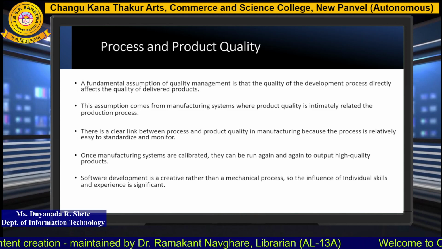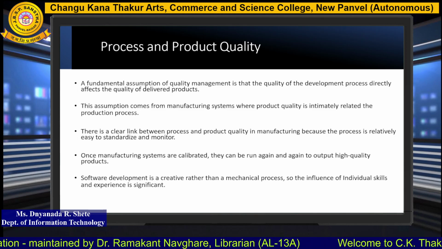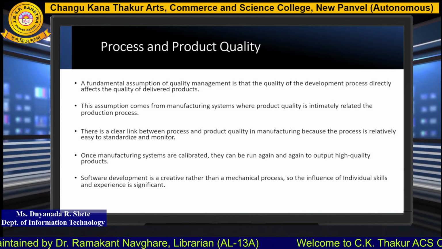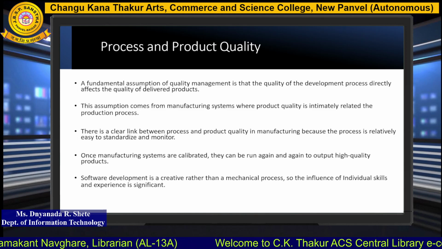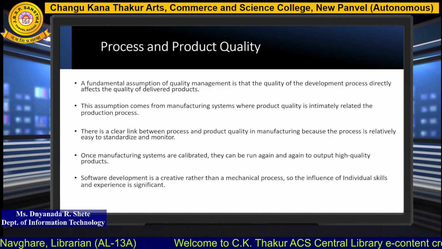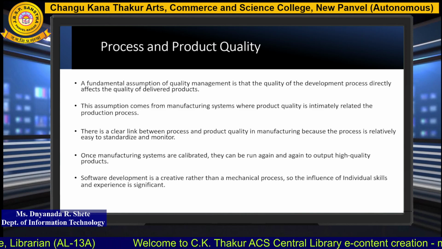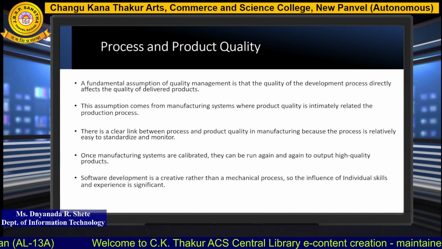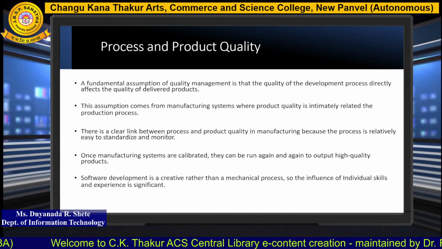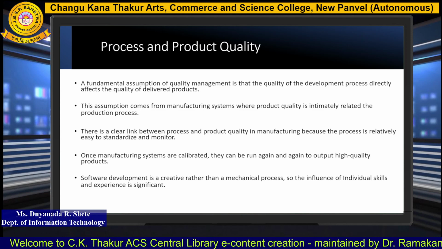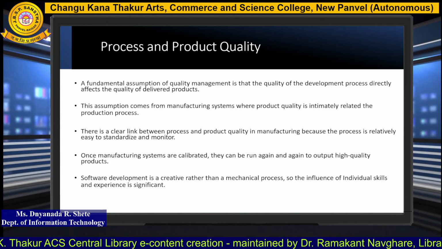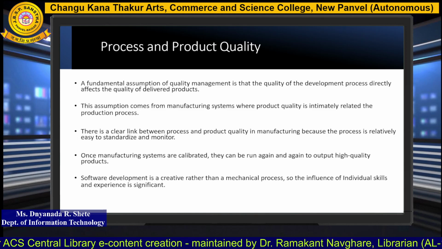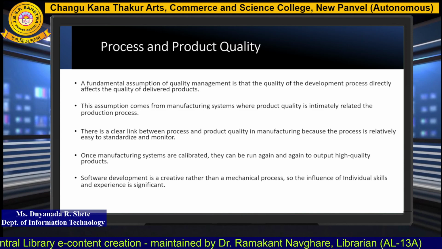Once manufacturing systems are calibrated, they can be run again and again to output high quality products. Maintenance phases come, and again the manufacturing systems are calibrated. Next, software development is a creative rather than a mechanical process, so the influence of individual skills and experience is significant.